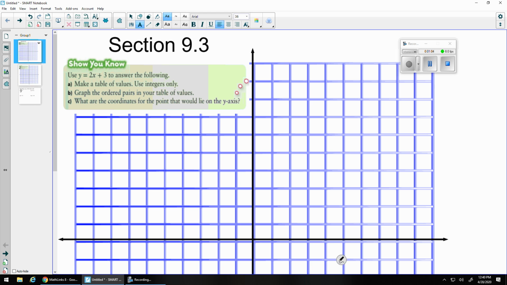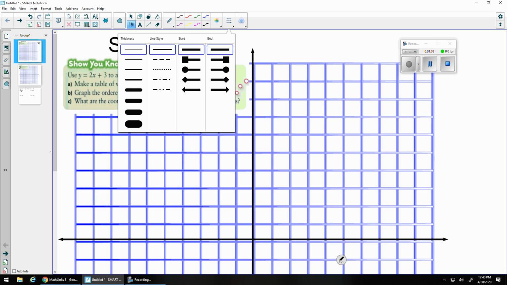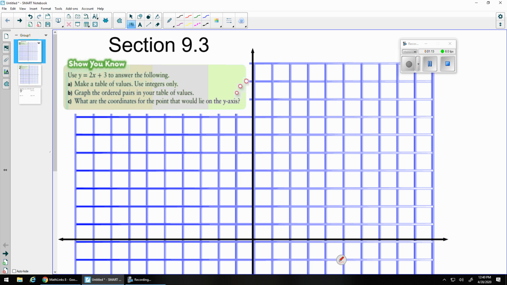I want a thin line, and I'll make it red actually. There we go. Okay, so if we have this relationship, y is equal to 2x plus 3, let's use it to answer the following. First, make a table of values. Use integers only. So if you have your x value and your y value, what is the y value equal to when x is equal to certain things? We can find this out.